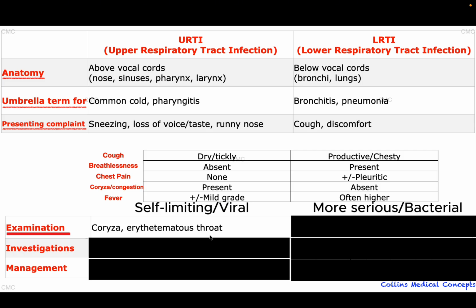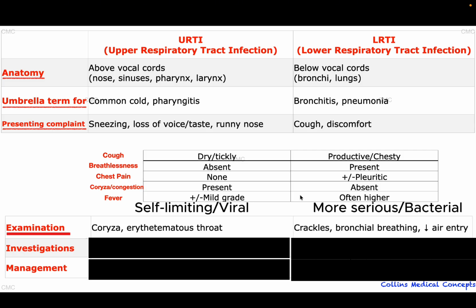On the other hand, lower respiratory tract infections will reveal significant examination findings. You might find crackles or bronchial breathing or reduced air entry on chest examination. The oxygen saturations might be low, the temperatures might be quite high, and the patient might actually look unwell. And in older patients, remember to always think about the CURB-65 score.